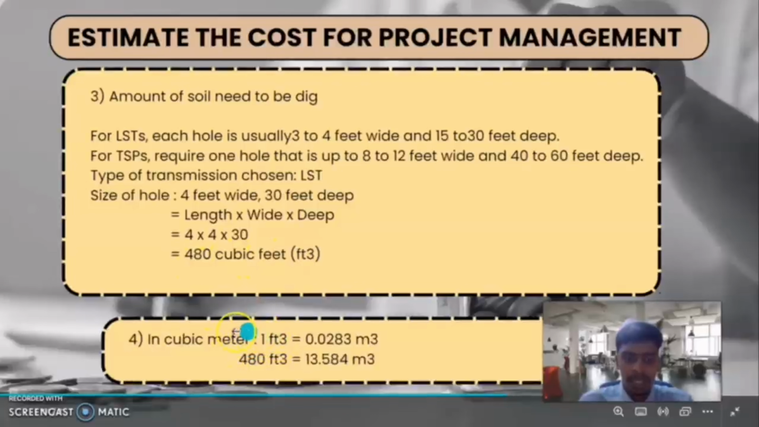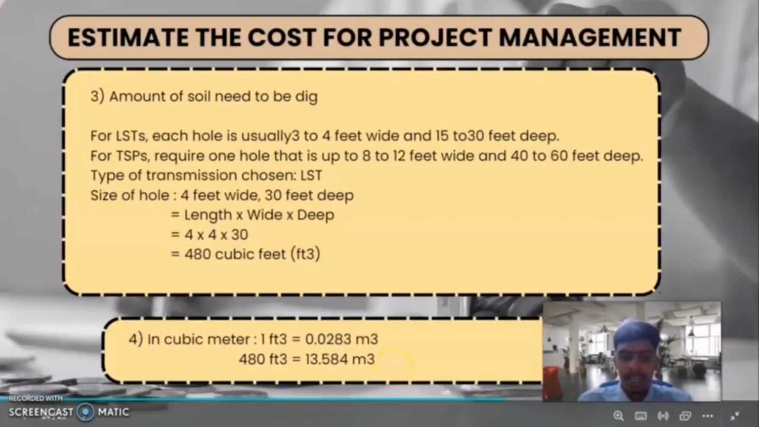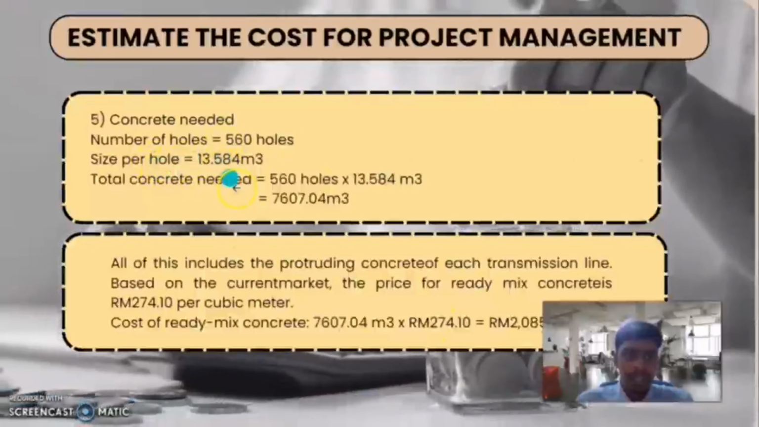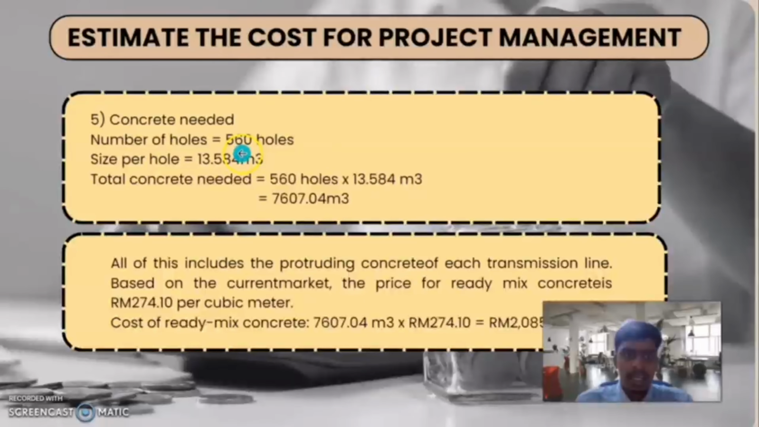For the cubic meter, 1 cubic foot equals 0.0283, so 480 cubic feet is around 13.584 cubic meters. The concrete needed for the 560 holes, with each hole size 13.584, so it will be 560 times 13.584, and we get this amount, 7607.